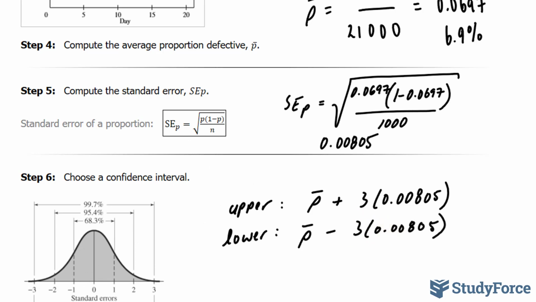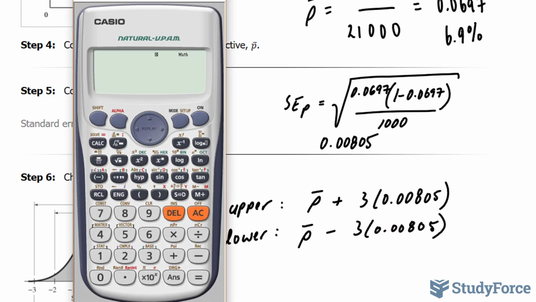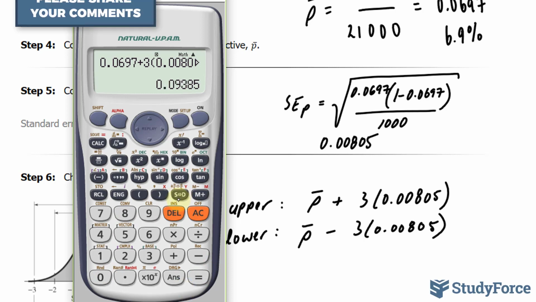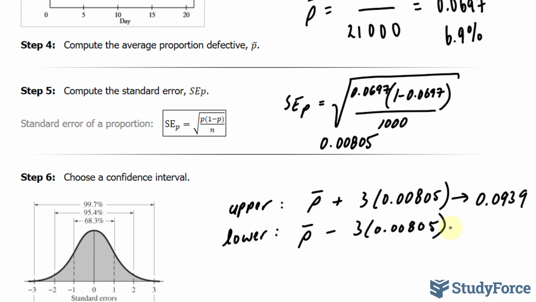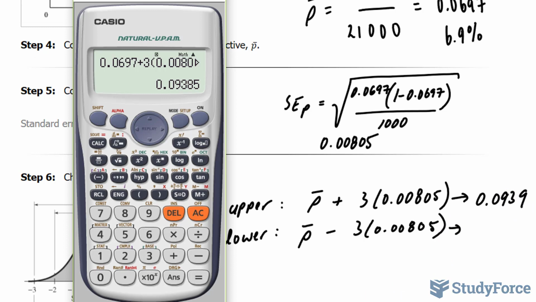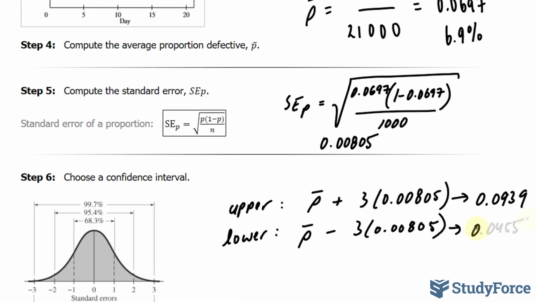Using our calculator now to compute these, we have P bar of 0.0697 plus 3 times 0.00805. That gives us 0.0939, approximately that. Doing the same thing here, I'll simply switch the plus to minus. And that gives me 0.0455. Let's continue.